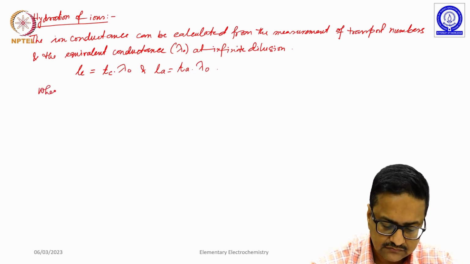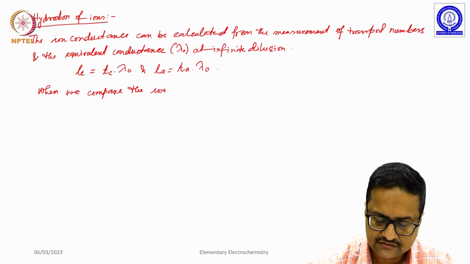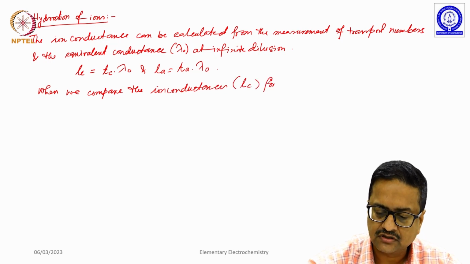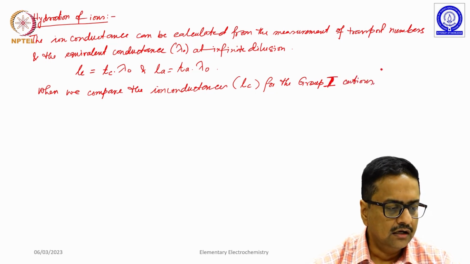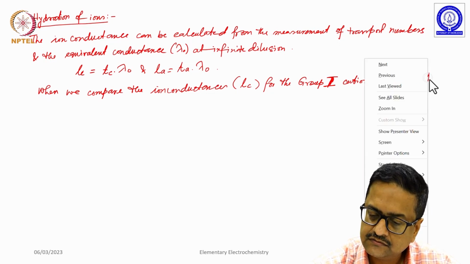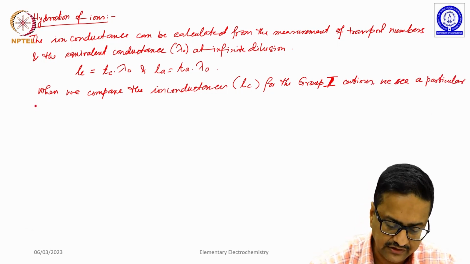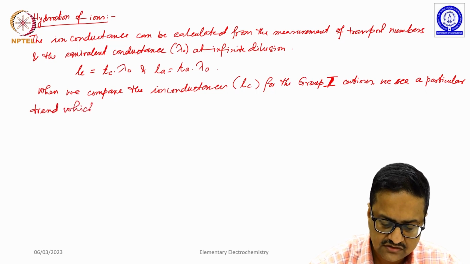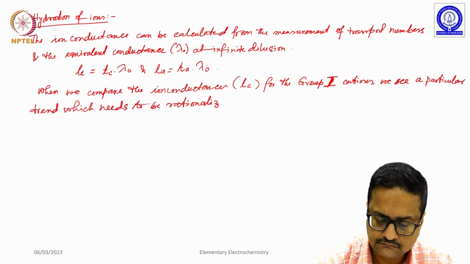So, when we compare the ion conductances, suppose LC for the group 1 cations, we see a particular trend which needs to be rationalized. What do we see?